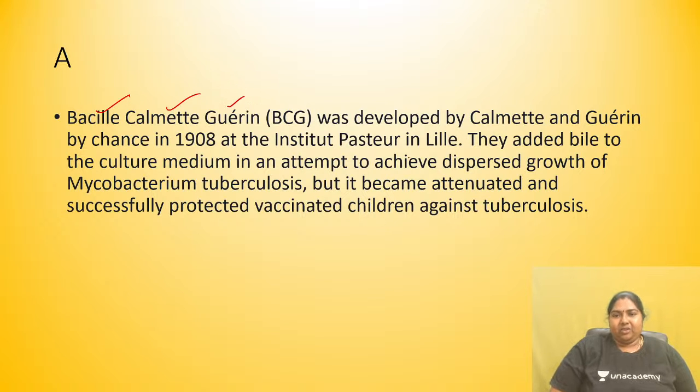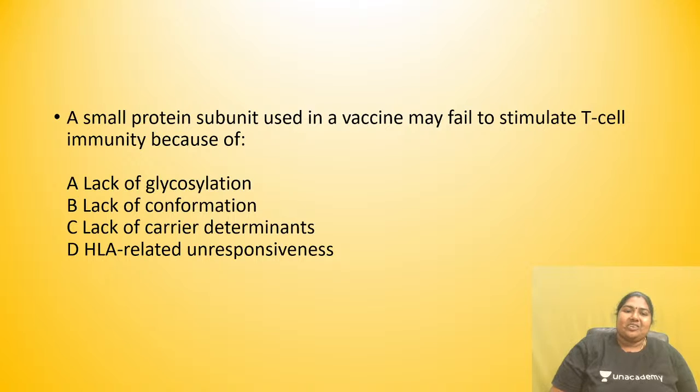Bacillus Calmette-Guérin. They were developed by the Pasteur Institute. Did you know how they produced this? They added bile juice to the culture media, and then they found there was dispersed growth of Mycobacterium tuberculosis. But what happened? It became attenuated. So it is protecting against it. Is this all clear to you? BCG is going to be that. Right, good. So the next one.